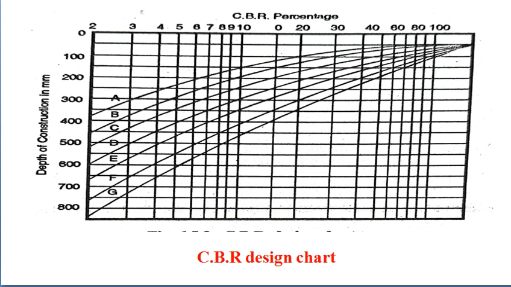So if you observe the figure or the graph, it basically denotes the CBR value in percentage on the x-axis. On the y-axis there is the depth of the construction of the pavement in mm, whereas A to G are the various curves denoting the traffic.